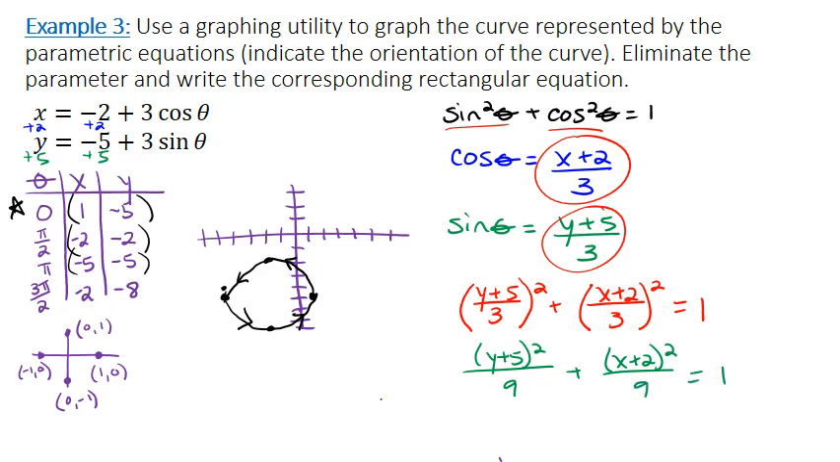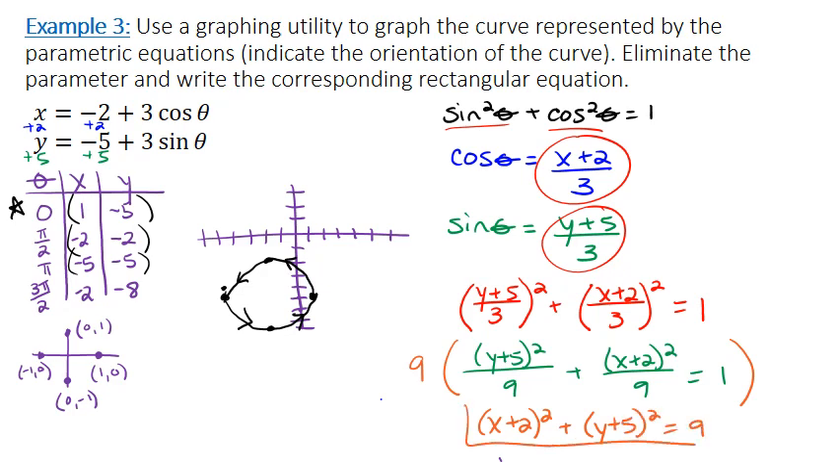Well, looking at this, I have the same value in the denominators, so I'm just going to get rid of it. There's no need to have that, and I'm going to multiply everything by 9. Additionally, I'm going to write the x value first. So my final equation is (x + 2) squared plus (y + 5) squared is equal to 9. And you should be able to see that this is the corresponding rectangular equation.